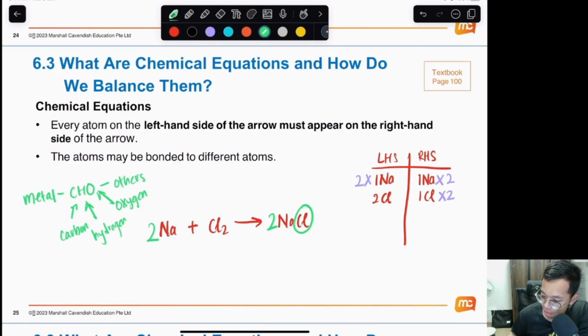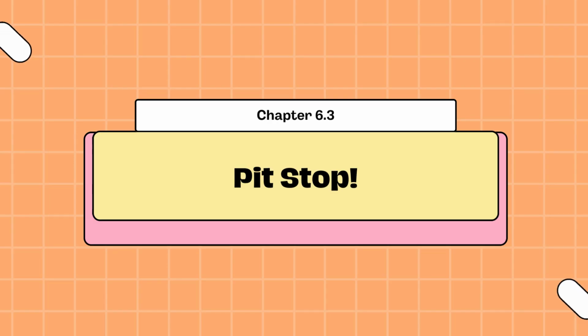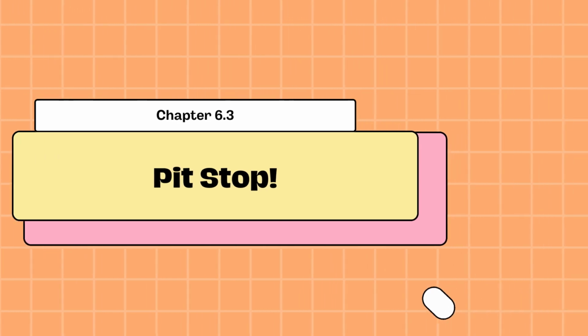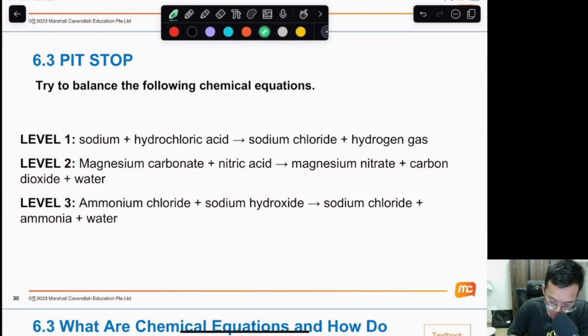Usually it's easier to understand the left hand side, right hand side method compared to the metal CHO method. But there are certain cases where you cannot use the left hand side, right hand side method because the chemical equations are too complicated. Let's try this one. Level 1: sodium, hydrochloric acid, sodium chloride, hydrogen gas.